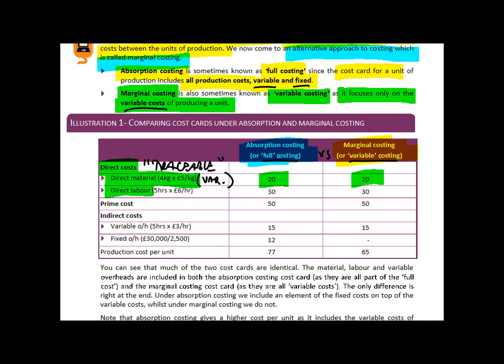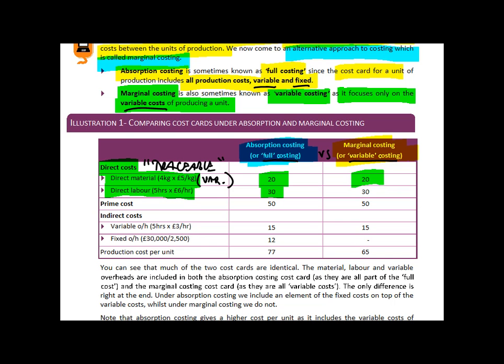We might then have some direct labour. Let's say it takes our cooks 5 hours to mix the ingredients and to put the cakes into the oven and to ice them. And let's say I pay them £6 per hour. Well, that is a direct cost. I can trace 5 hours of their time to each unit they've dealt with. And 5 hours times £6, well, that's £30 of direct labour.